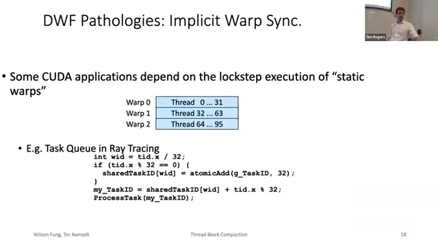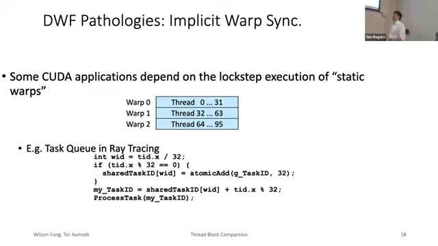Okay. Another thing that dynamic warp formation screws up is if the programmer has explicitly programmed their code knowing what the warp size is. So the CUDA programming guide says, don't worry about warps, right? Warps is a layer below what you're supposed to worry about. But if you're a Ninja programmer and you really want it to go fast, you do have to worry about warps sometimes. And some programs will have been written assuming that the warp has a particular size.